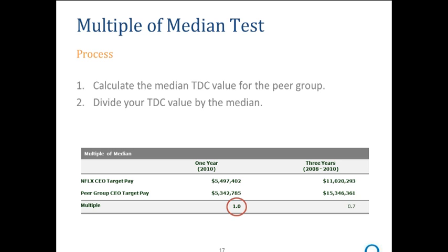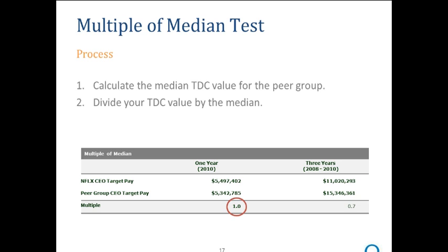What it represents is how many times greater you are paying your CEO versus what the peer group pays. Relating this to the relative degree of alignment test, companies paying at a high percentile won't be caught in the relative degree of alignment test. Whereas this test is looking for companies that simply pay what ISS might define as an excessive amount relative to their peers.